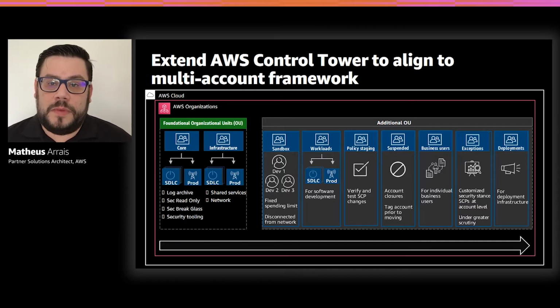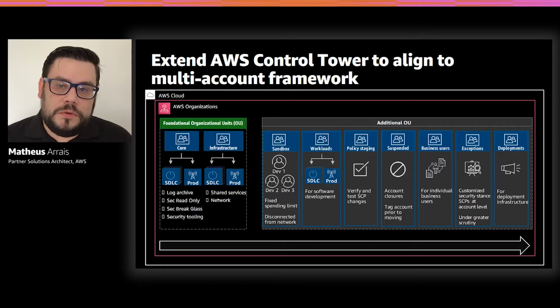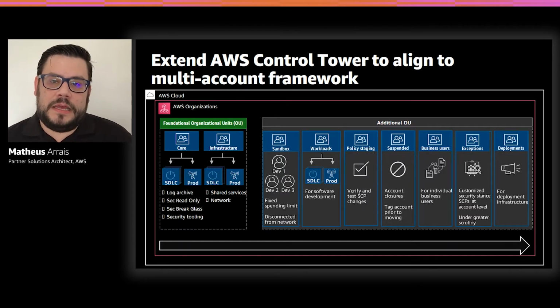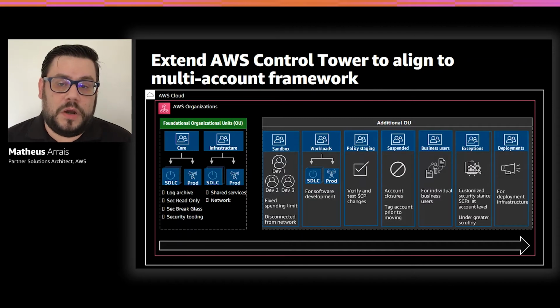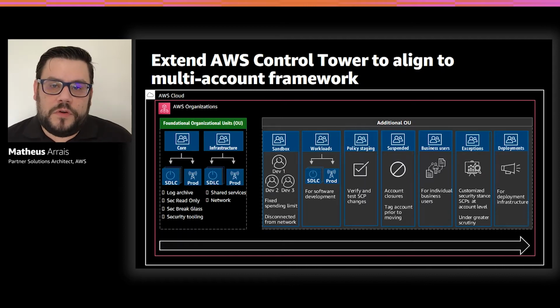So on my left side we have the foundation OUs, and I have separated this OU in two. The first one is called Core OU. It has the same alignment strategy as AWS Control Tower, so it should have the log archive and the security accounts, and a second OU called Infrastructure.